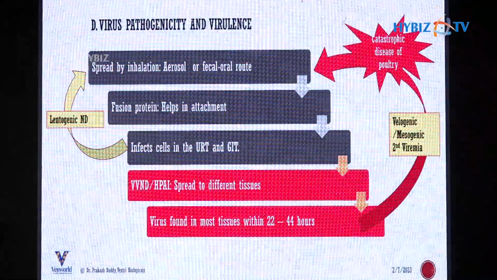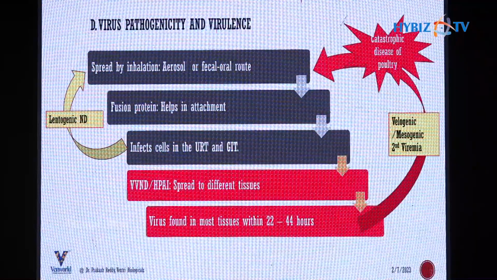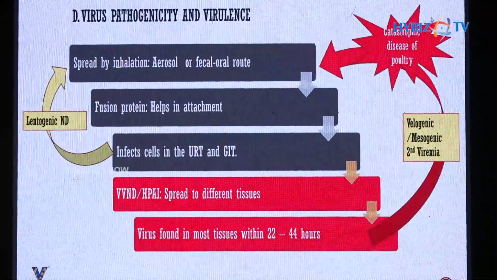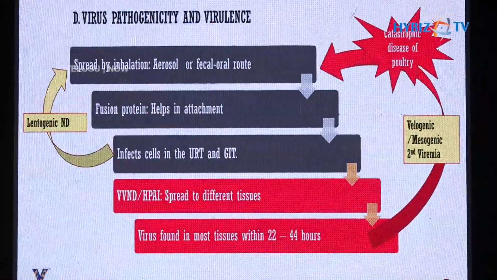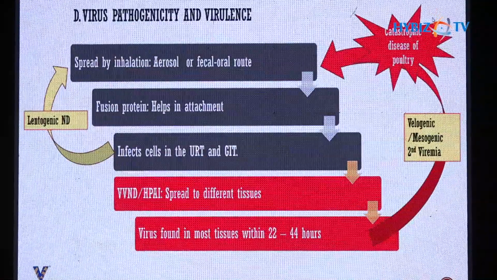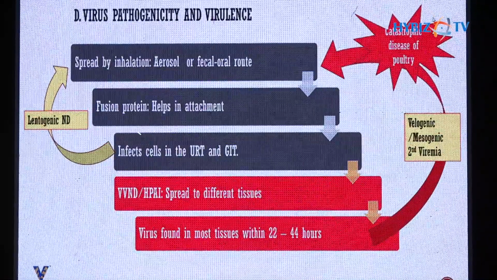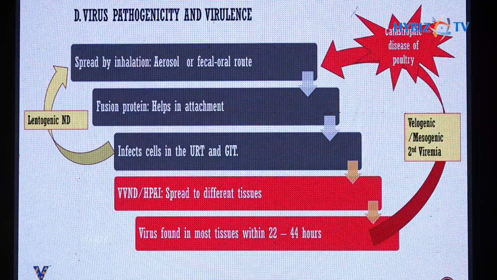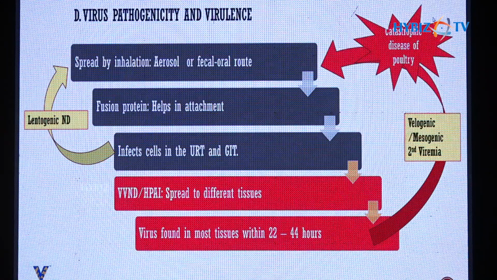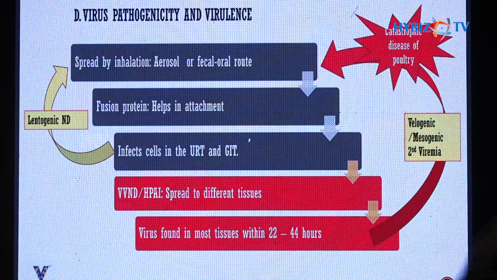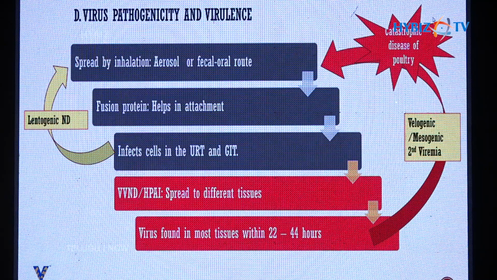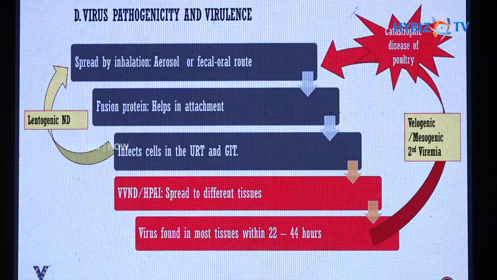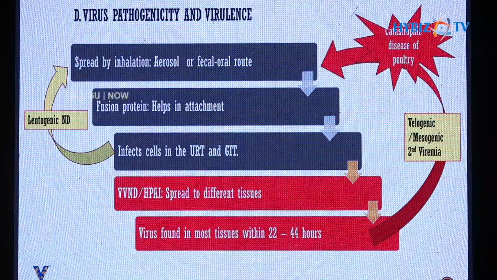Okay? Coming to the virus pathogenicity, I will not ask everybody to learn about these things, but you can see here, it can spread through the naso-oral route, and it can attach to the cells, and it can infect the upper respiratory and the gastrointestinal tract in the first stage. This is what happens with the live vaccines, lentogenic viruses. The live vaccine viruses cannot enter the system. But if it is a virulent virus, it can spread to all organs, and within 22 to 24 hours, it can affect all the organs. This is very important. Okay? So, it can lead to the catastrophe of the disease.